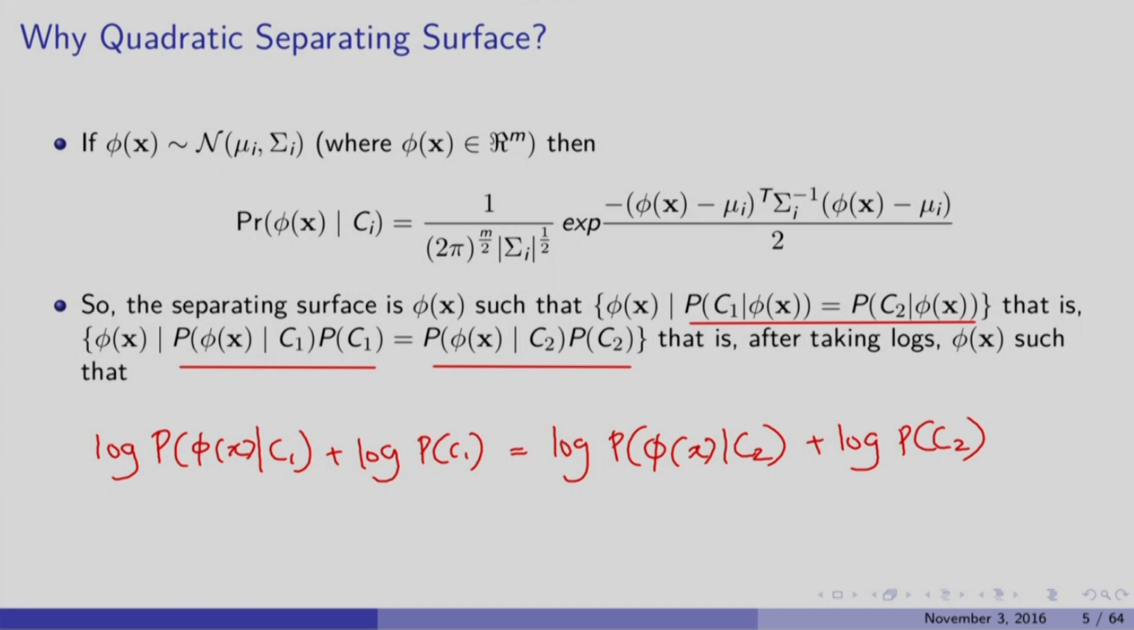And now several of the terms here, both in the log of the probability of the point given the class and the log of the class prior, are independent of phi x. What we are interested in is showing that the separating surface is quadratic in the phi x space. So we will restructure this equality so that the terms not involving phi x are on one side.